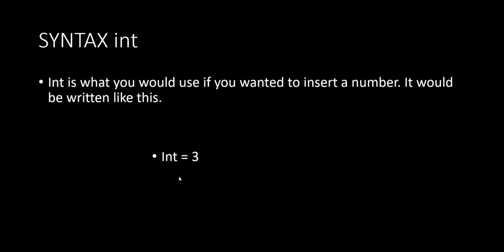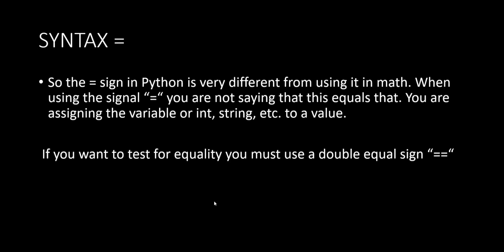Going back to this, when I said that int equals 3, int is being assigned to the value of 3. It is not equal to 3. It is being assigned to the value. So this is holding the value of 3. It's not saying that int is 3 and it equals 3. It's holding this value of 3. Very different. And if you want to actually test for equality, you must use a double equal sign, which looks like that.